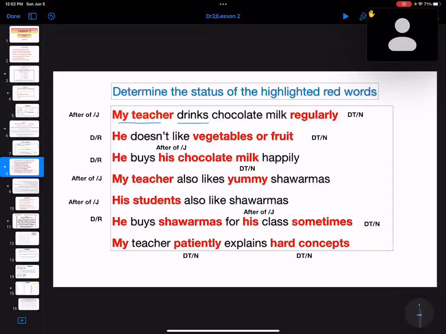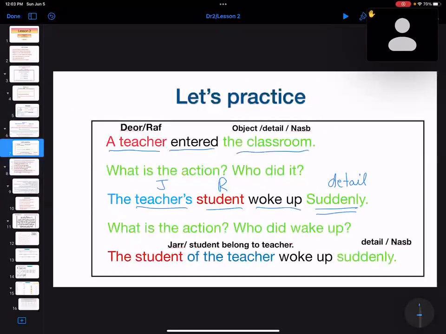In Arabic the doer does not come last, that is not the case. Keep it simple. Can you please show the last screen just once quickly? The teacher's students are the students of the teacher. So the teacher is jar, because the student belongs to the teacher, right? So the teacher's status is going to be jar, and the students are the doer. The rest is detail.